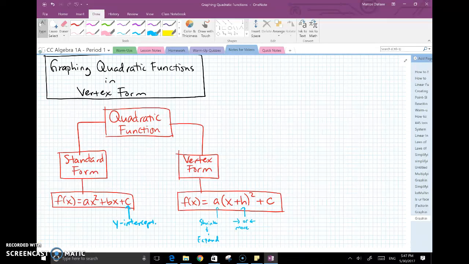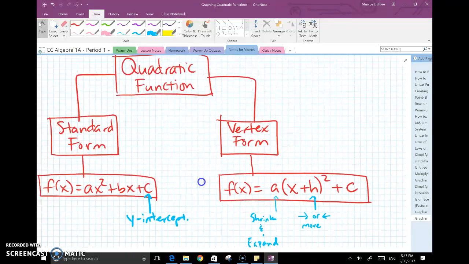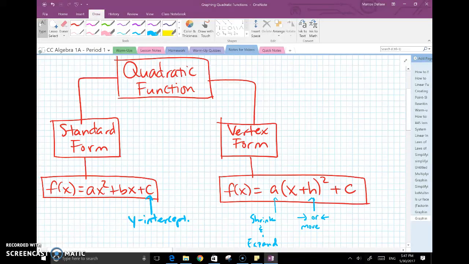Hi everybody. In this video I'll be talking about how to graph quadratic functions in Vertex Form. Before I get into that, however, I would like to simply lay out for you the basic two types of quadratic functions that you will probably see in your Algebra 1A level class and book.